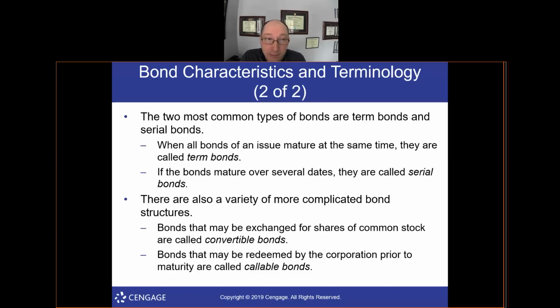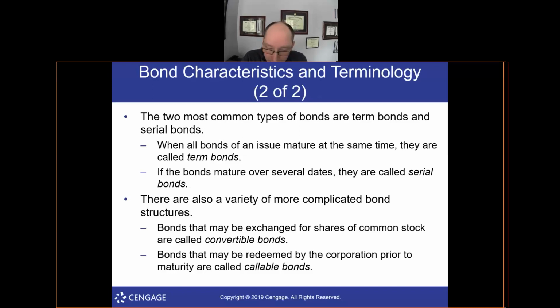So the two most common types of bonds are term bonds and serial bonds. Term bonds are bonds that issue and mature at the same time. In other words, when all bonds of an issue mature at the same time, that's called a term bond.